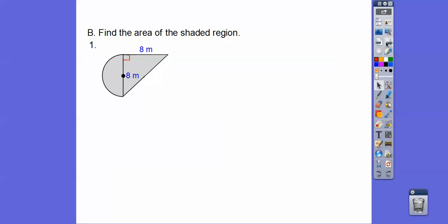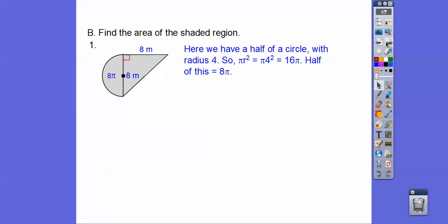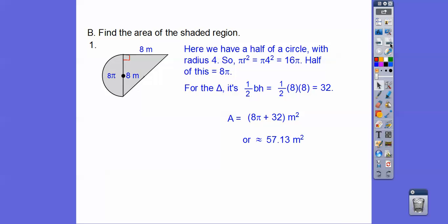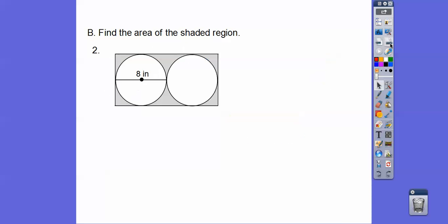All right, find the area of the shaded region. Here we have a half of a circle, which is called a semicircle, with a right triangle. The circle is pi r squared, so half of the circle is half of pi r squared, so it's 8 pi. So this area is 8 pi, and this is base times height divided by 2, so 8 times 8 divided by 2 is 32. So add those together, we get 8 pi plus 32 meters squared, okay, or about 57.13.